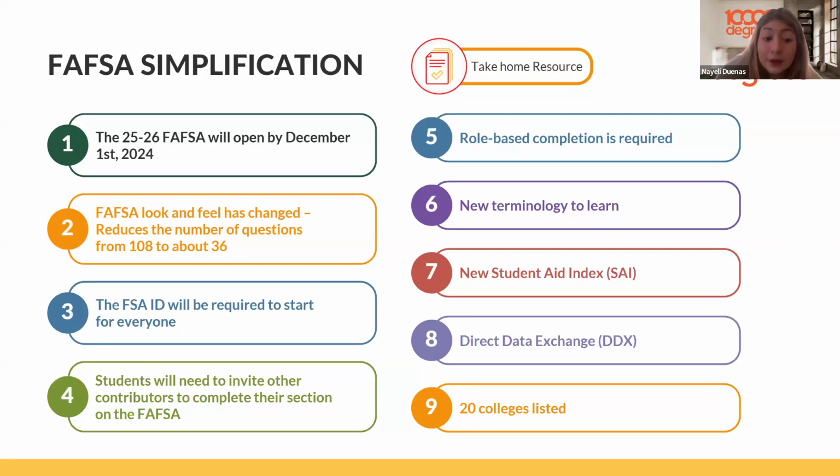Students will need to invite other contributors to complete their section on the FAFSA. And when we're referring to contributors, we're referring to parents. Role-based completion is required, along with new terminology to learn, the new student aid index, the direct data exchange, the DDX tool, and also the 20 colleges listed. And we're going to touch on a lot of it. We're going to touch on these topics later on.